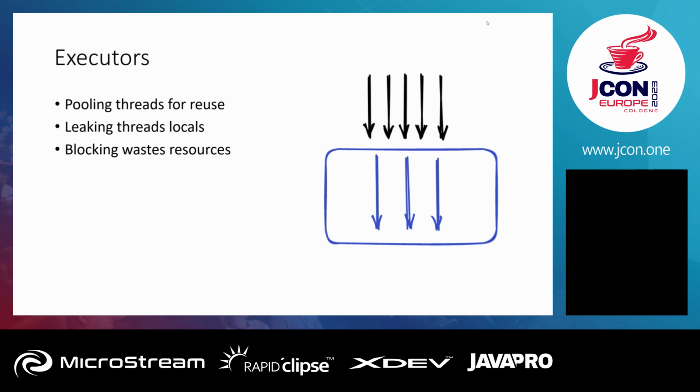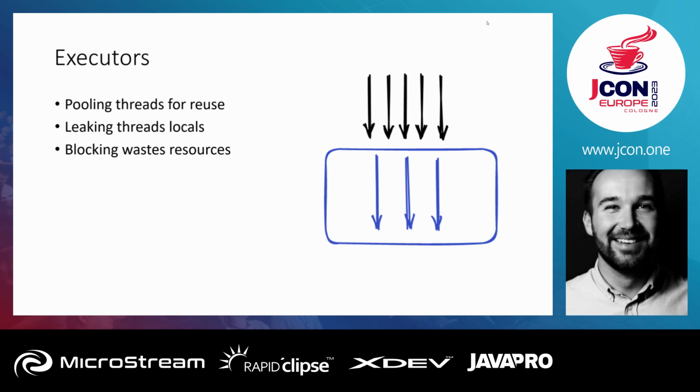But there are also some downsides. For example, thread leakage, the leakage of your thread locals. Because if you have a task that sets a thread local variable, and it gets put back inside the pool, but you forget to unset your thread local, then this thread local variable will still be available to other tasks. So at that moment, you are leaking your local variables into other tasks, which is a big no-no.